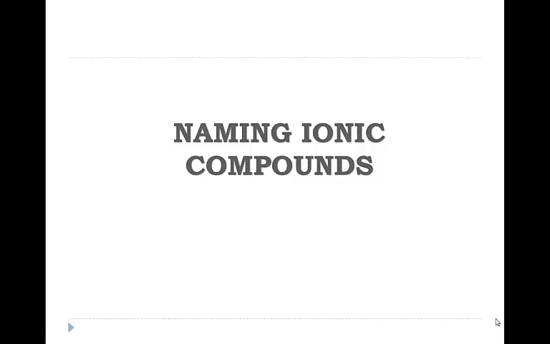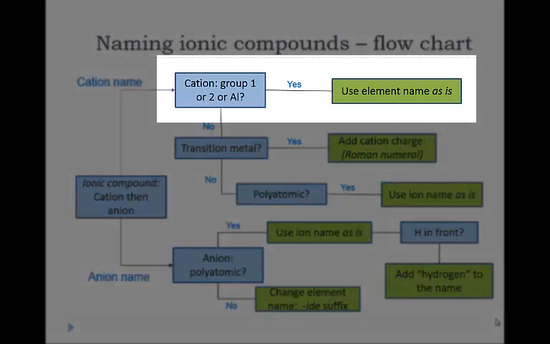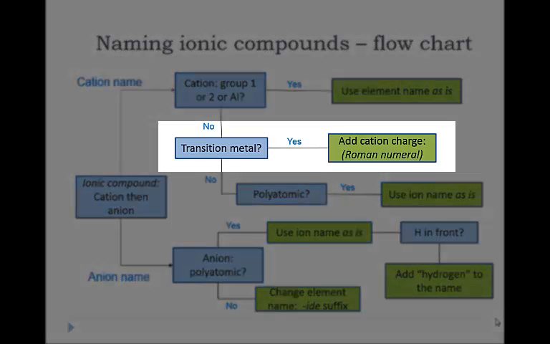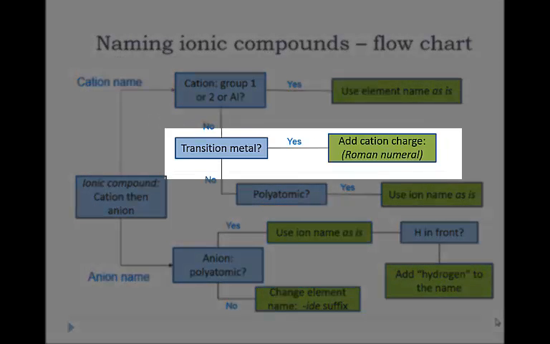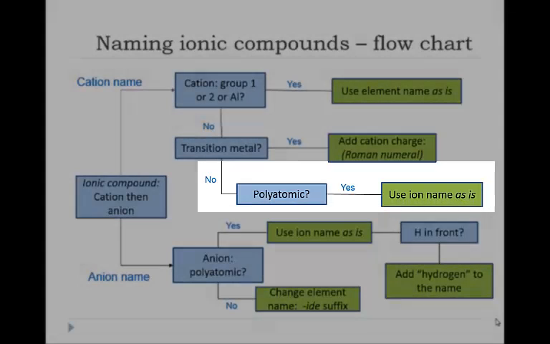Alright, so let's look at naming ionic compounds now. Here's a flow chart. As I said, all these flow charts are on Blackboard. If you have an ionic compound, first you have the cation name and then the anion name. For the cation name, is it group 1 or 2 or aluminum? Then you just use the element name as is. If it's a transition metal, you add the cation charge. If it's a polyatomic ion, you just use the ion name that you've memorized.